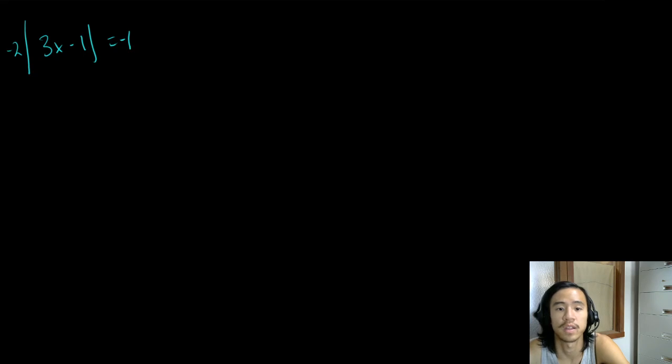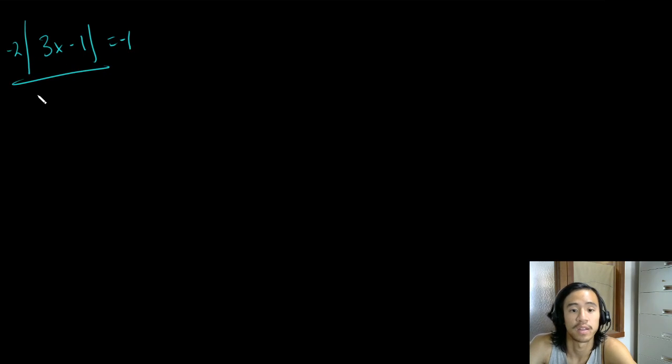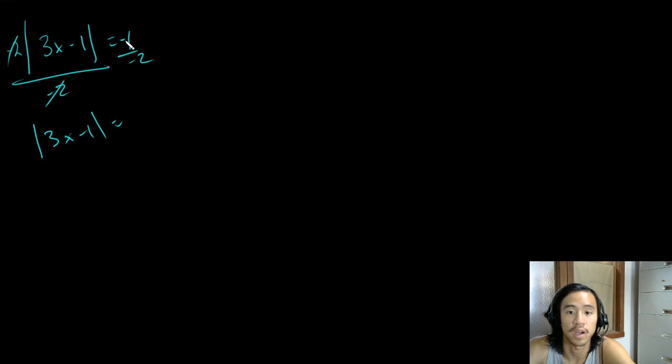Alrighty, so here is another one. So make sure you refer to those steps. Hopefully you have those written down. But step 1 is going to be isolate the absolute value. So the first thing we have here is a negative 2 attached to this absolute value. Let's divide both sides by negative 2. So we're going to be left with absolute value of 3x minus 1 is equal to 1/2. So we have negative divided by negative. Those are going to cancel.